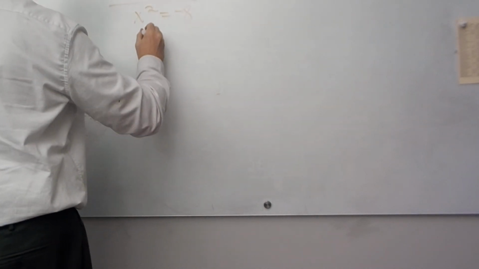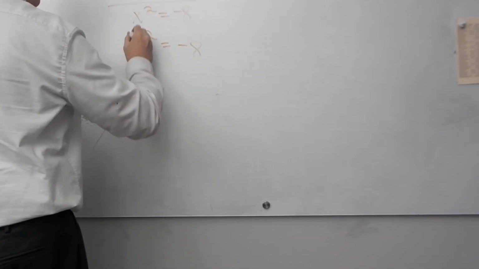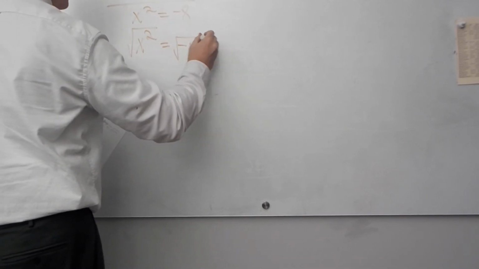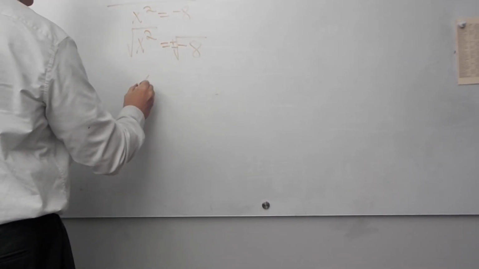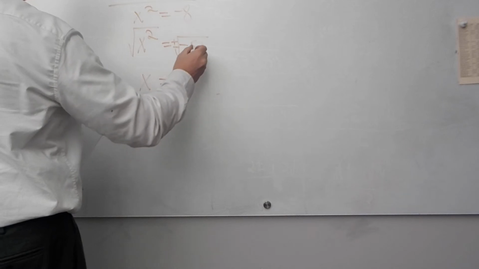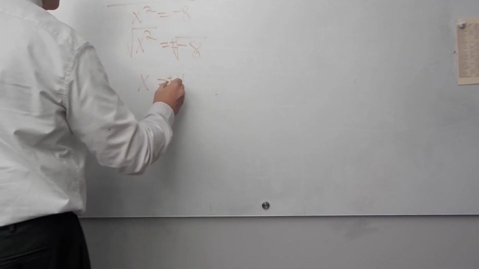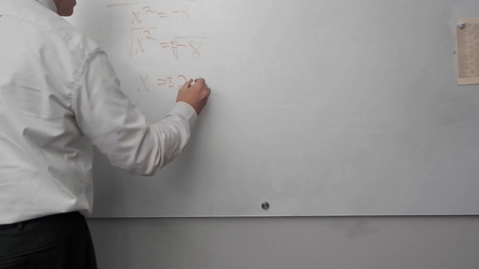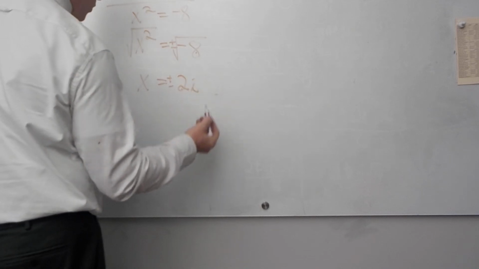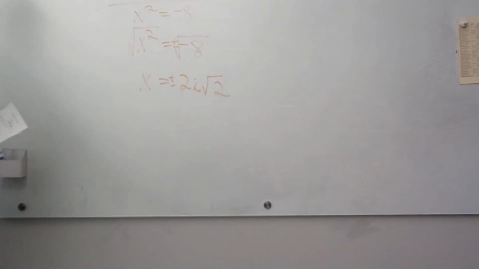And when you take the square root of both sides, you get a positive square root and a negative square root, and x will equal, now this is 4 times 2, you got positive and negative, and the square root of 4 is 2, and then square root of negative 1 is i, and then you still have 2 on the bottom, so plus or minus 2i radical 2.